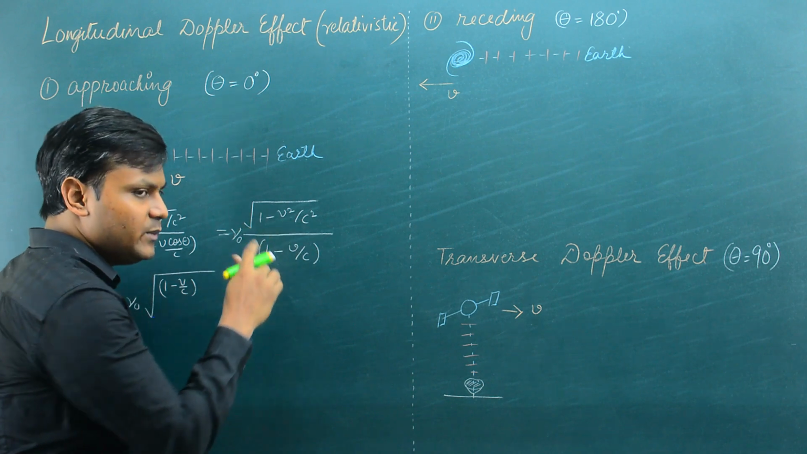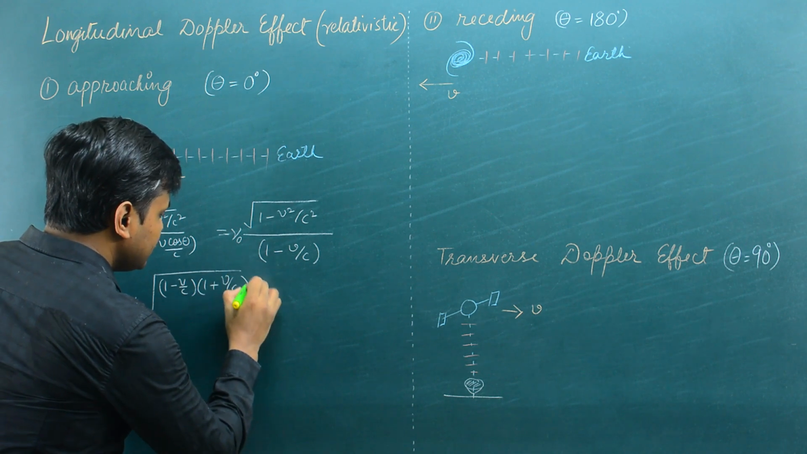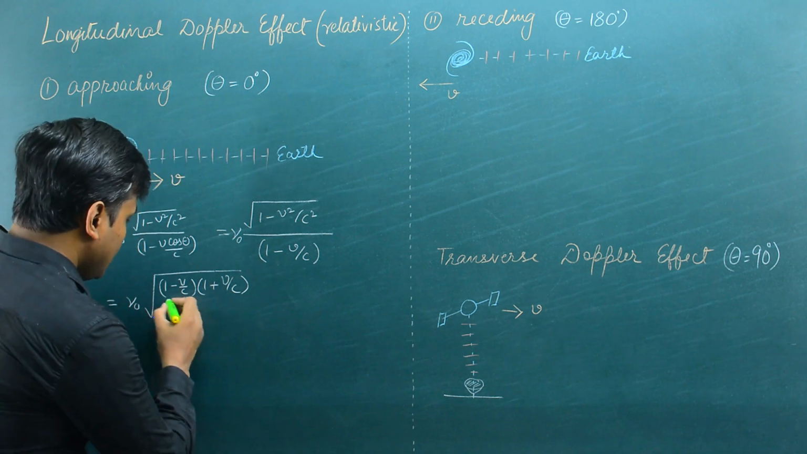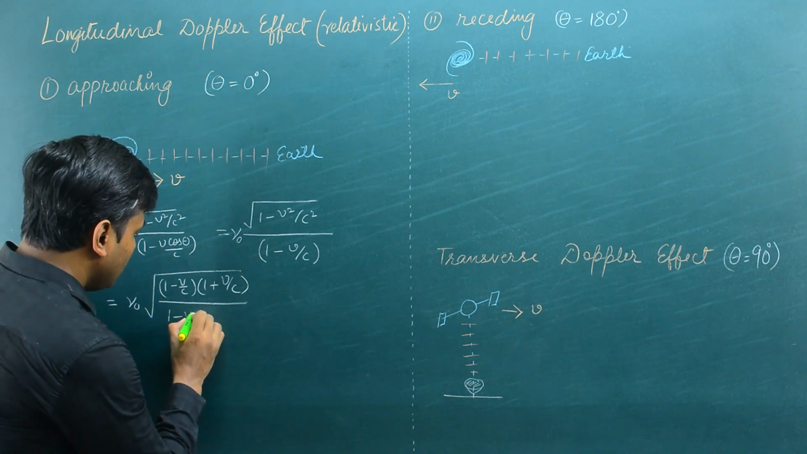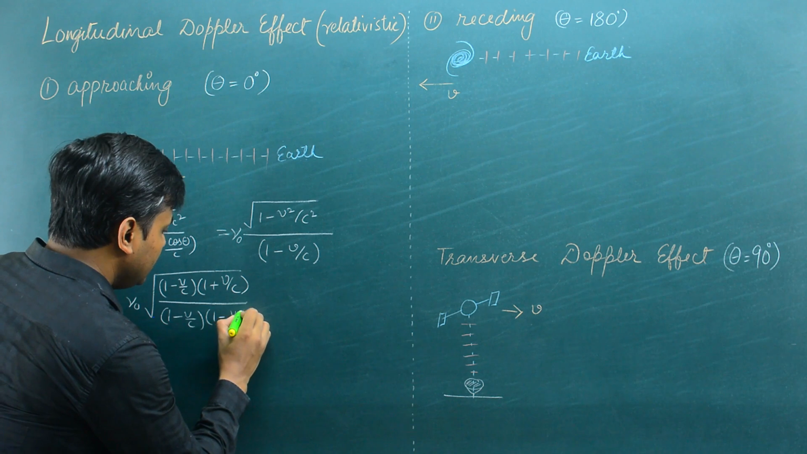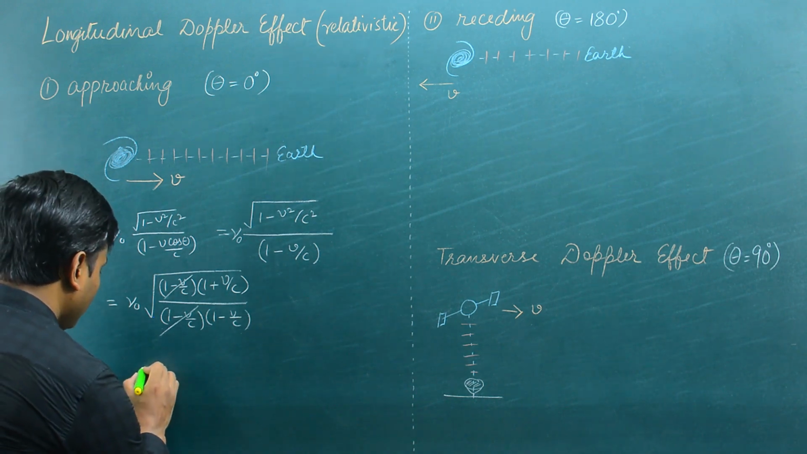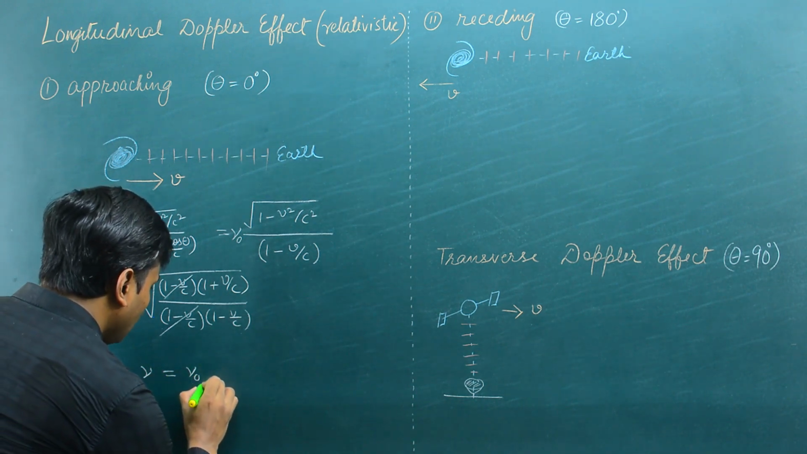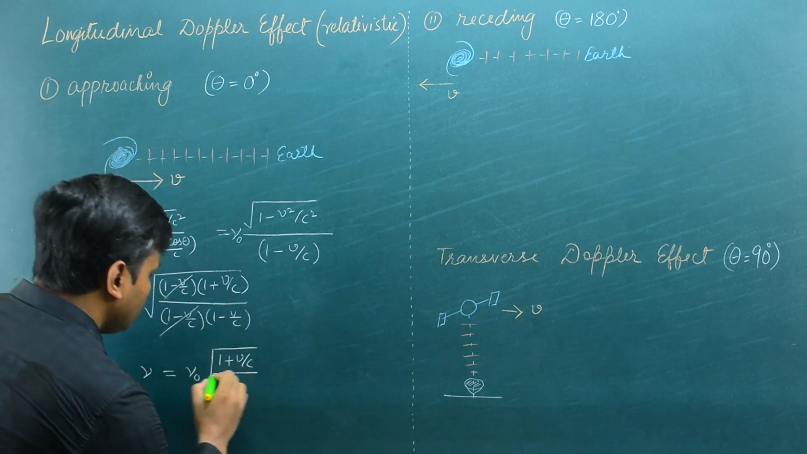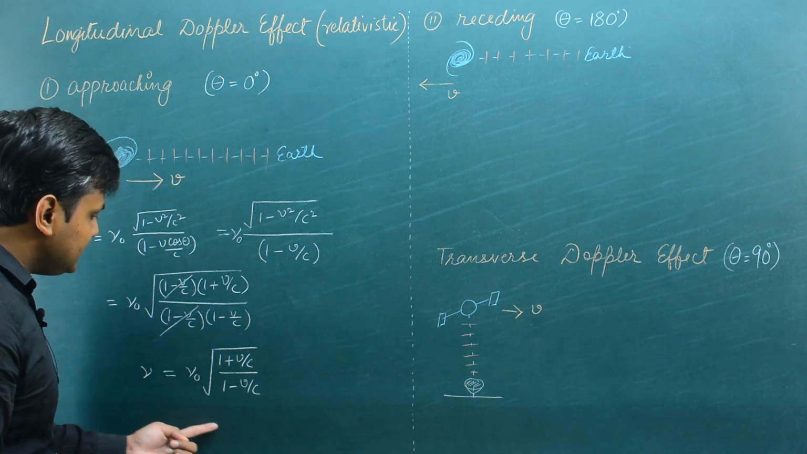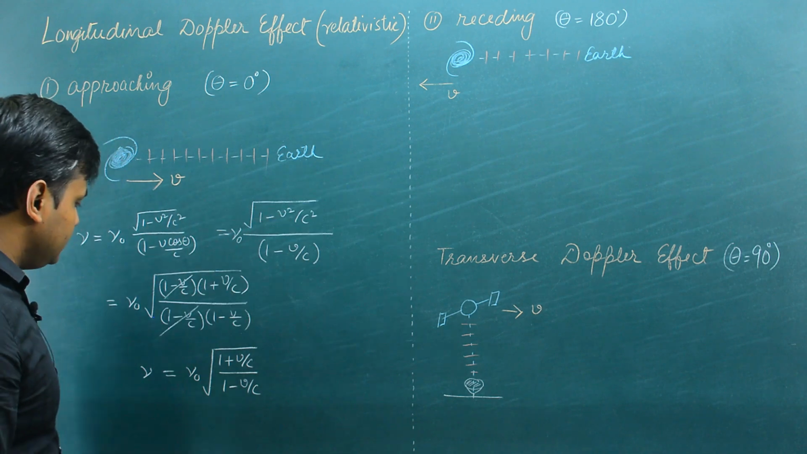Now 1 minus v square by c square is nothing but 1 minus v upon c into 1 plus v upon c, since a square minus b square is equal to a minus b into a plus b. And in the denominator, I have 1 minus v upon c, which can be written as root over 1 minus v upon c square, so this is 1 minus v upon c into 1 minus v upon c. Within the square root, the 1 minus v upon c factors get cancelled, and finally we are left with nu is equal to nu naught root over 1 plus v upon c in the numerator and 1 minus v upon c in the denominator. This is the longitudinal relativistic Doppler effect when the source is approaching the detector.